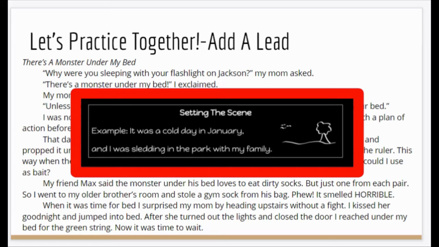Setting the scene. It was a cold day in January, and I was sledding in the park with my family. How might I start, "There's a monster under my bed," by setting the scene? I feel like it's kind of a scary story. I know Halloween can be a scary time of year. All right, I think I got one. It was a windy night a few weeks after Halloween. The air was cold, and I pulled my blankets tighter around me. What do you think, readers? Are you there with me? Yeah? Do you think if you wrote like that, your readers would be so interested in your writing? You're right, I know they would be.